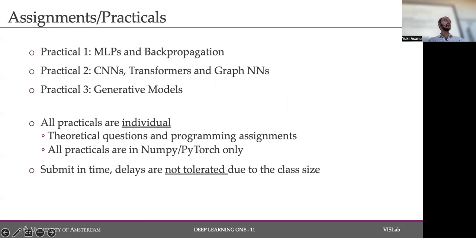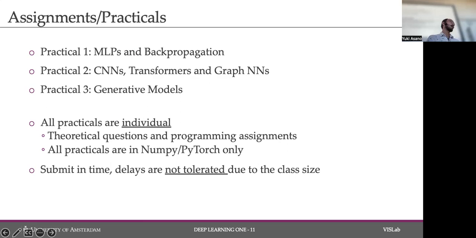The deadline is 18th November, and the content of the assignment will be the next four lectures, I believe, or the next three lectures. So you basically have another week from the last content lecture until you need to hand in. The first one will be about MLPs and backpropagation. The second one about convolutional neural networks, transformers, and graph neural networks. And the last one about generative models.